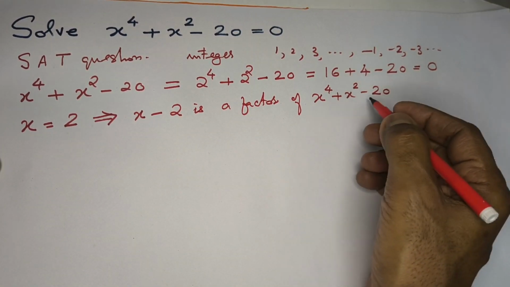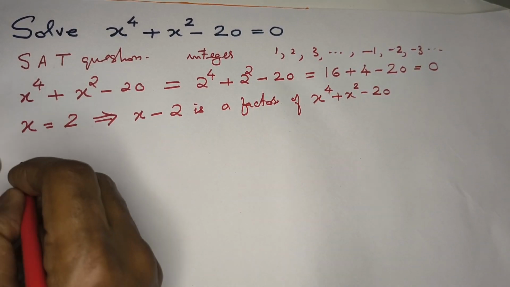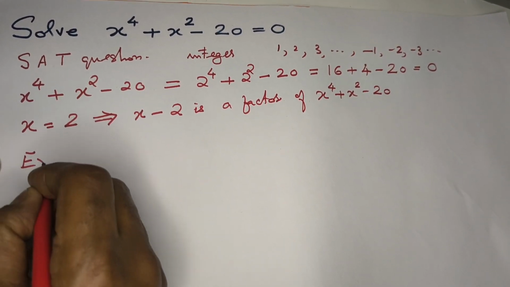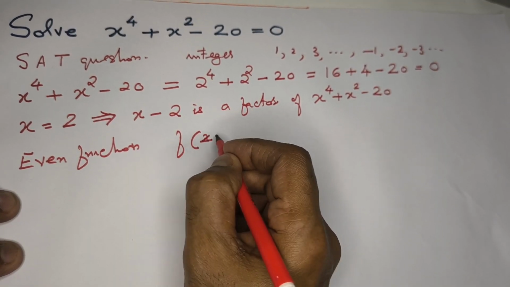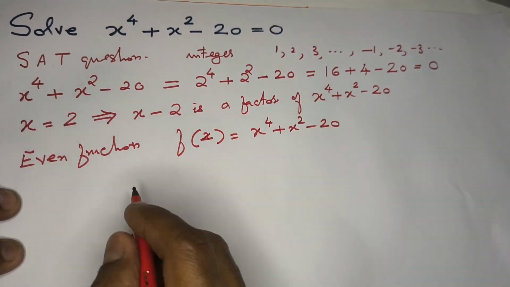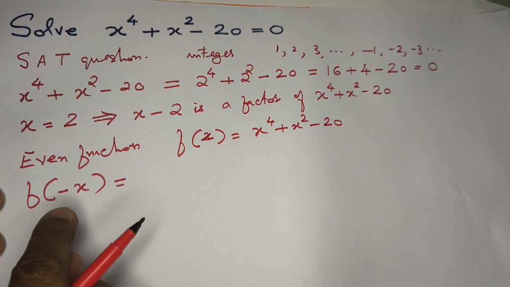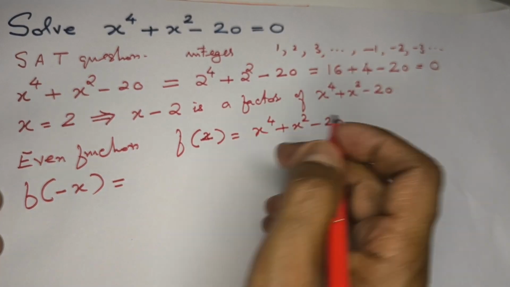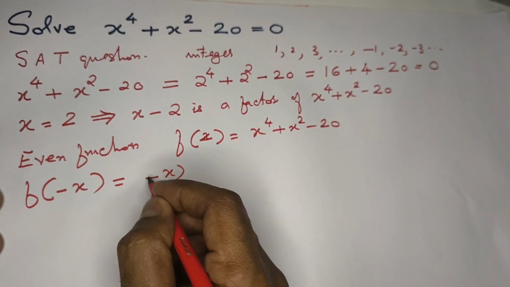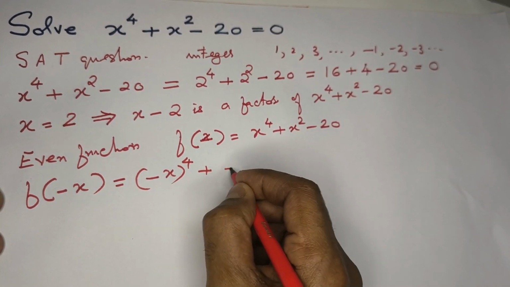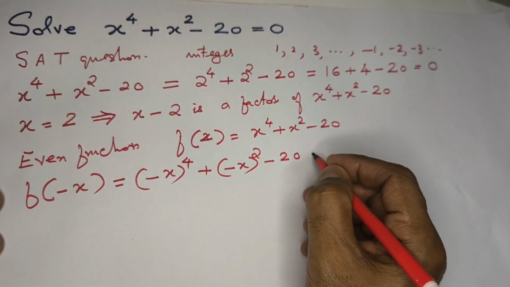Now, look at this function, rather this polynomial. This fourth degree polynomial is an even function. What does even function mean? Let me call this function f(x). When you find f(-x) by plugging minus x for x in the polynomial, this is what you're going to get: minus x, the whole raised to 4, plus minus x, the whole square, minus 20.